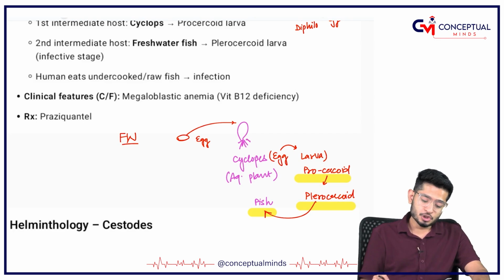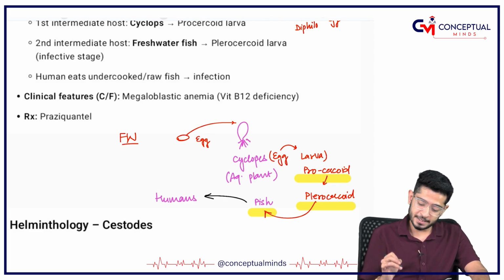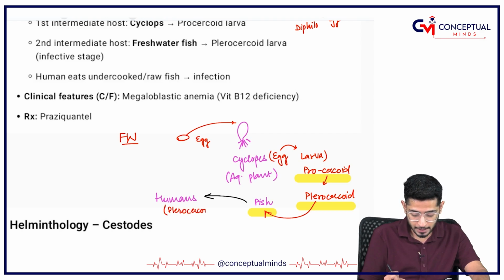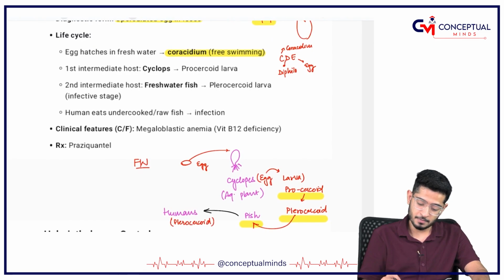So after that, if the humans eat and consume this fish, this plerosarcoid larva, which was there in the fish, is the infective form for the humans, and now the humans will have the infection. So this is about Diphyllobothrium latum.